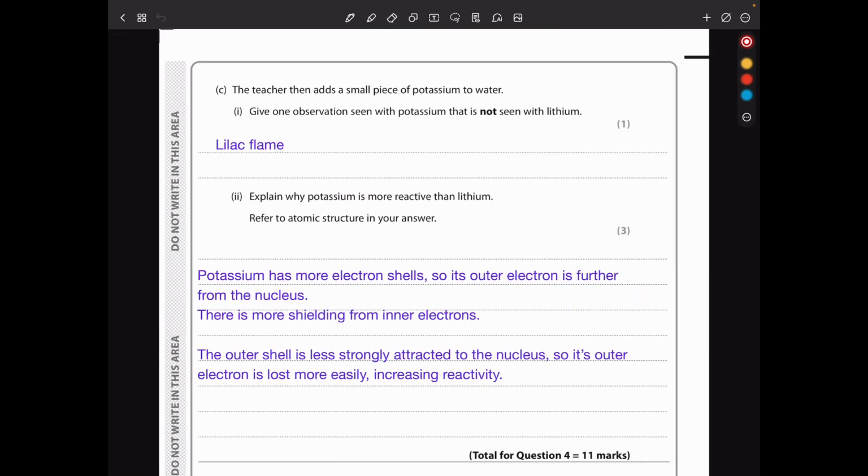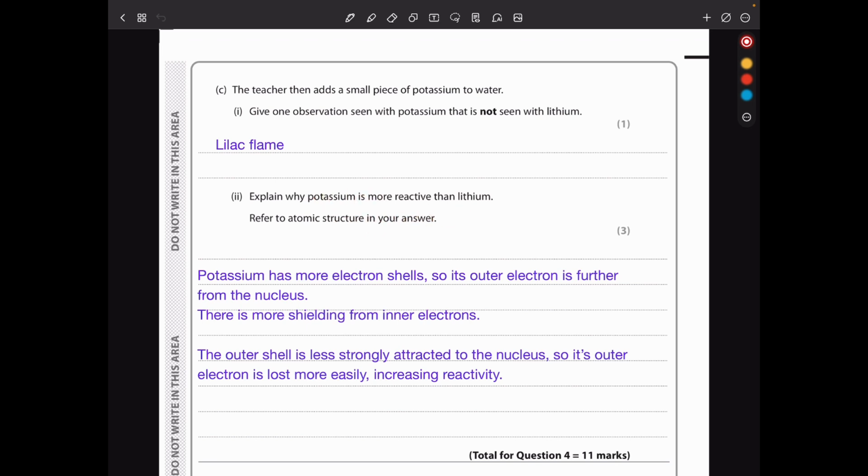Then the teacher adds a small piece of potassium to water. Give 1 observation seen with potassium that is not seen with lithium. The flame here is going to be lilac. Next, explain why potassium is more reactive than lithium. Refer to the atomic structure in your answer.